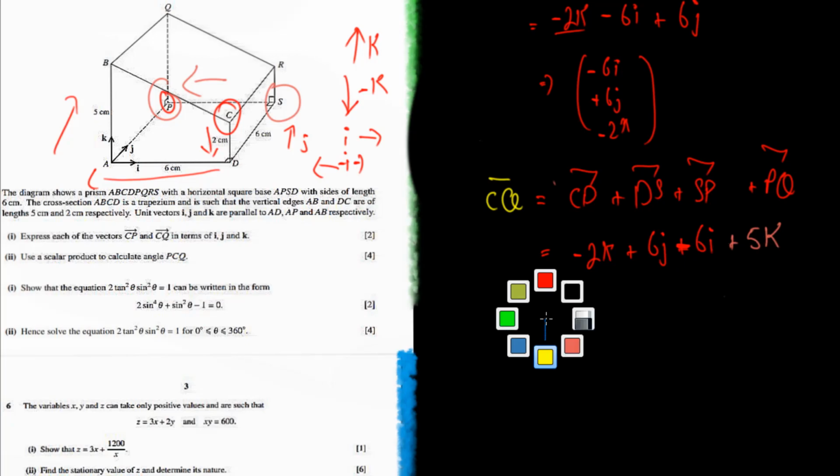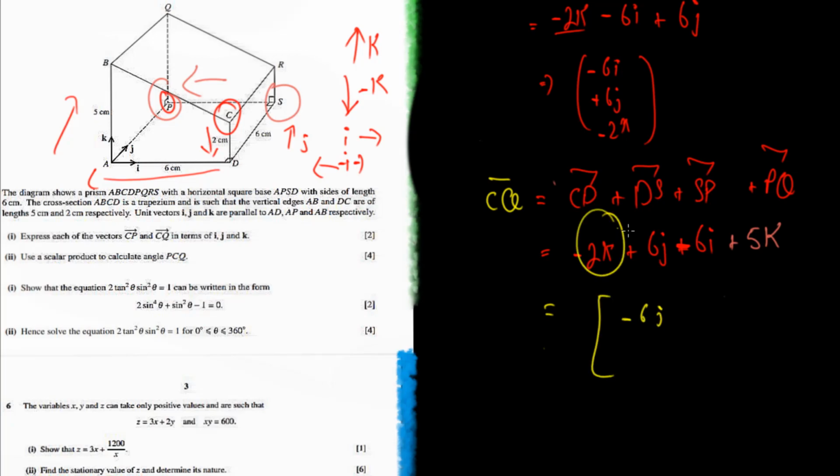All you do from this point on is simplify our equation. That should give us minus 6i. The 2 and 5 will combine and you'll have 3k. And you'll have plus 6j, and that's your vector CQ.